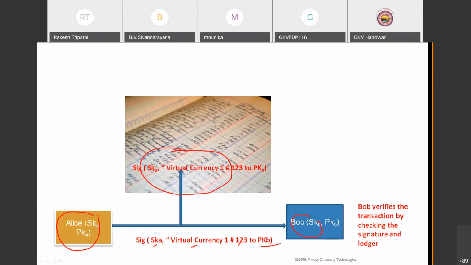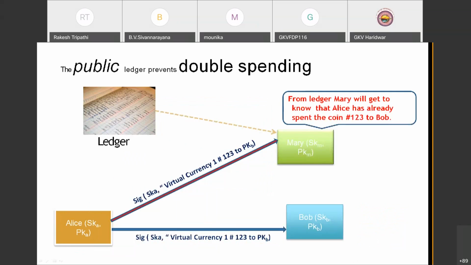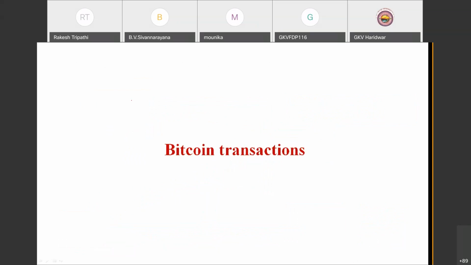So on the same ledger, what happens if Alice tries to give the same money to Mary? Then what will happen? It will be caught from the ledger. He will verify that the same money which he is transferring to me is already mentioned here. So double spending can be stopped.